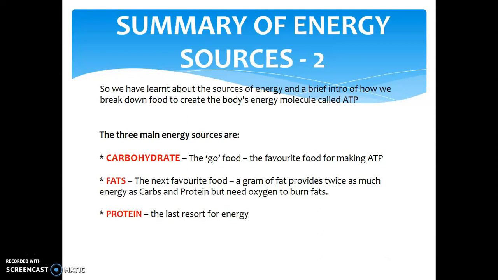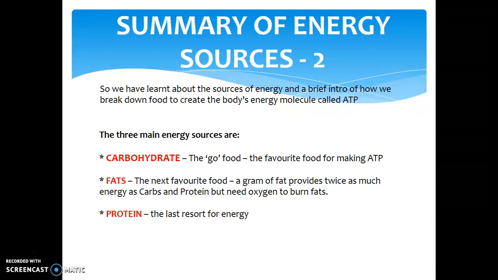So we've learned about the sources of energy in a brief intro of how we break down food to create the body's energy molecule ATP, which I mentioned before. So the three main energy sources. Number one, the go-to food, the carbohydrate molecule. It's the smallest of the three molecules. It's the easiest thing the body can break down. So very important to note that carbohydrate is the body's preferred fuel source, number one, because of its size. It's easy to break down. The body's smart, it's clever. It wants to break down something easy when we're doing high intensity exercise.